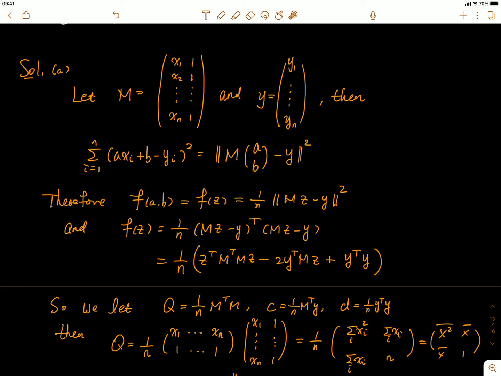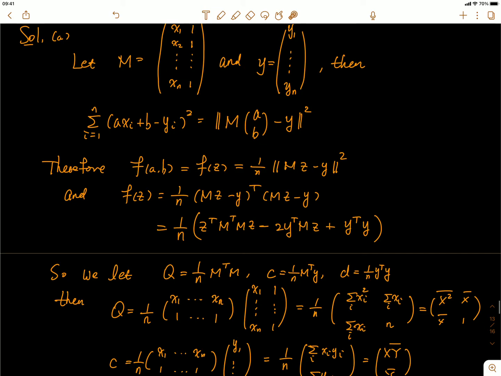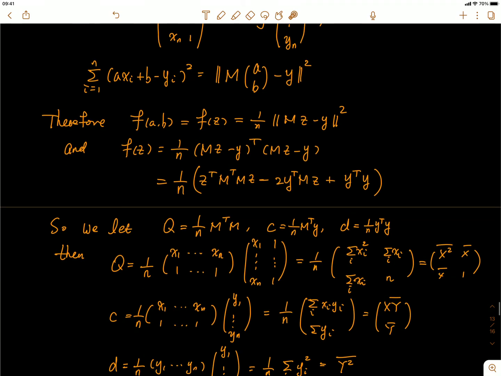We have the 1 over n, which is still here, and then the inner product of the two here. So that's this, the interaction term, and also the last term for y. That's all we need. We just need to verify that this is the quadratic function of z and see what the corresponding components are. Now you can see that if I multiply the 1 over n and this M transpose M, that's my q. That's the q needed in the question.